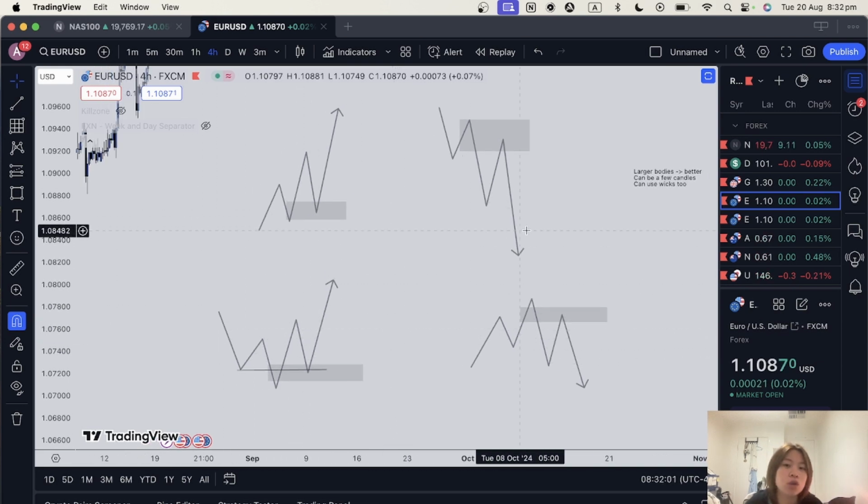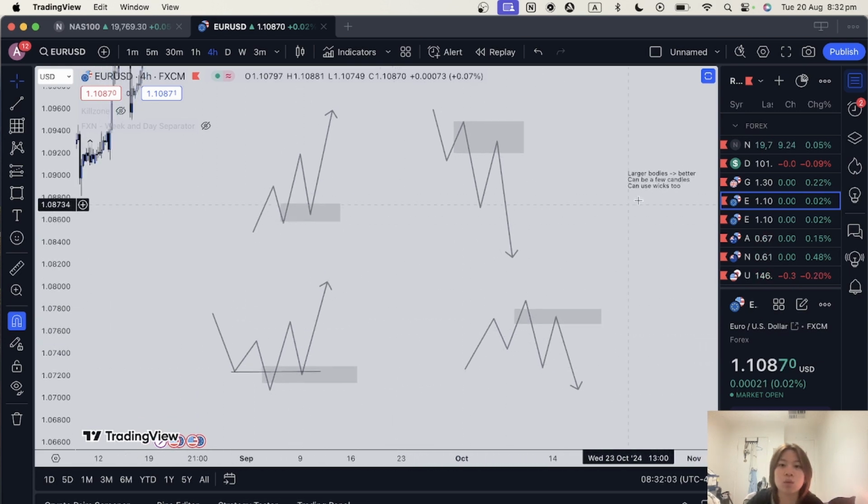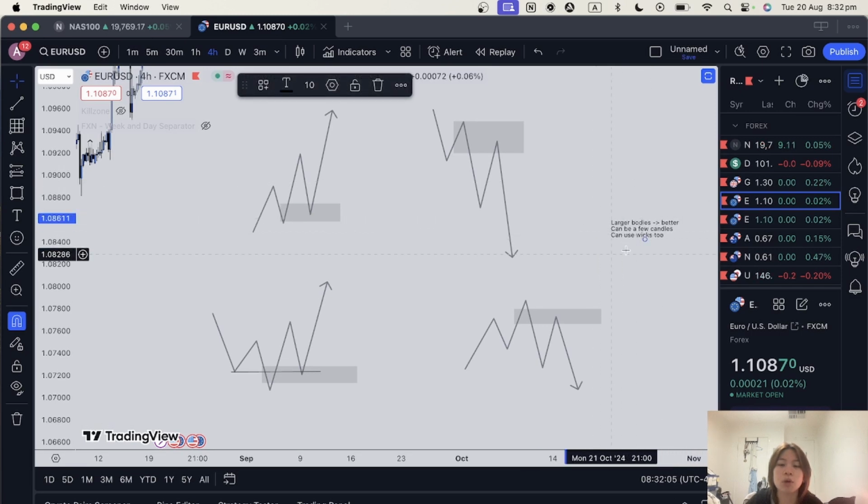So a few things to note about these order blocks. Number one, the larger the bodies, the better. If we have really large bodies here, it tends to be stronger order blocks. Number two, it can be a few candles. It can be 1, 2 or even 3 candles, as long as they're in the same direction. So for these uptrend ones, you want them to both be downwards, and this as well both be downwards. This as well both be upwards, and this both be upwards.